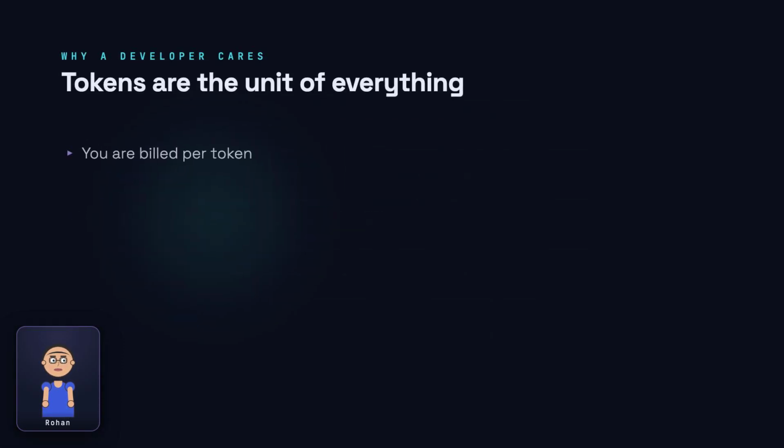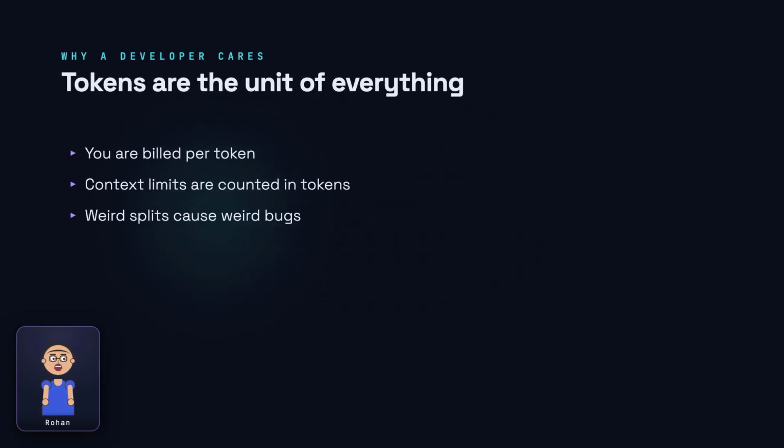This isn't academic. When you call an API, you pay per token, not per word. The context window, the maximum amount of text a model can hold, is measured in tokens. And when a prompt behaves strangely, the cause is often that your text got chopped in a way you didn't expect. So it pays to see how the chopping works.